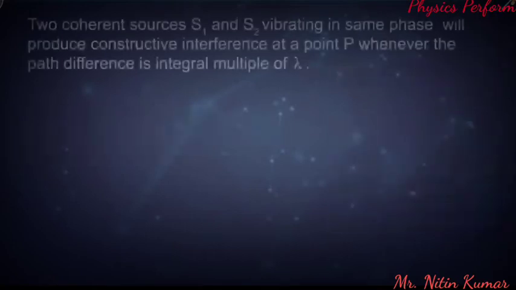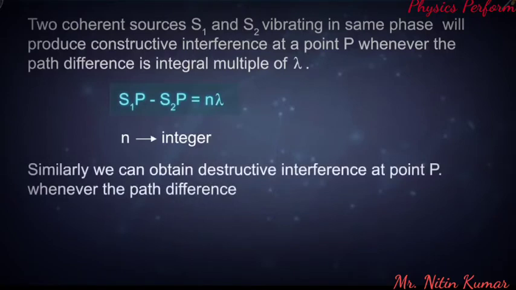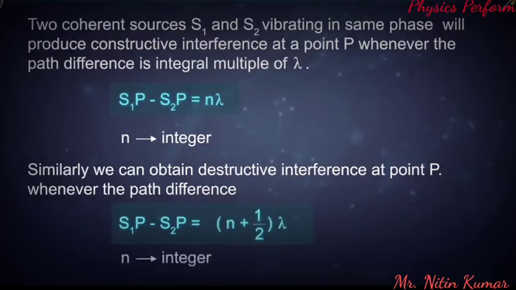Overall, we can say that two coherent sources S1 and S2 vibrating in the same phase will produce constructive interference at a point P whenever the path difference is an integral multiple of lambda, that is S1P minus S2P is equal to n lambda, where n is an integer. Similarly, we can obtain destructive interference at point P whenever the path difference between them, S1P minus S2P, is equal to n plus half into lambda, where n is an integer.